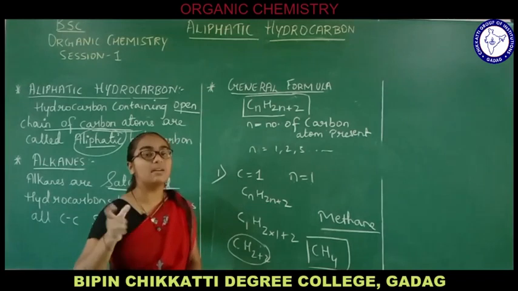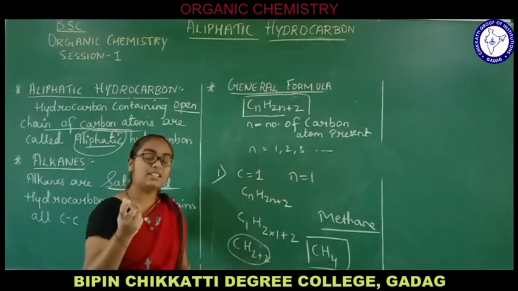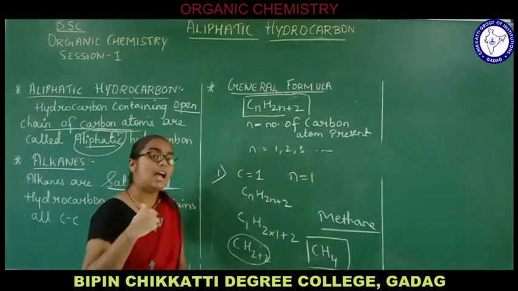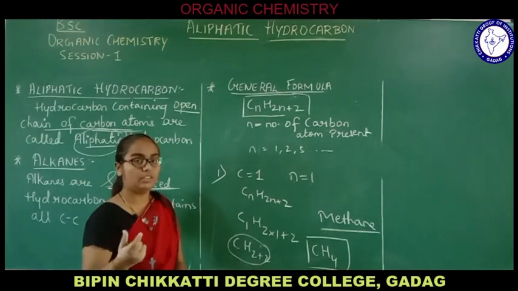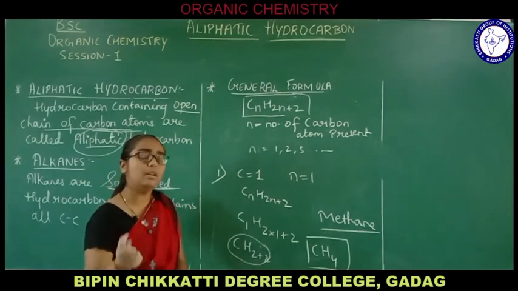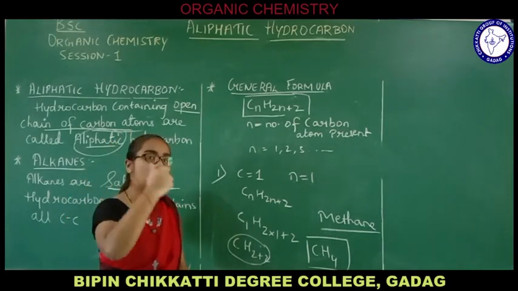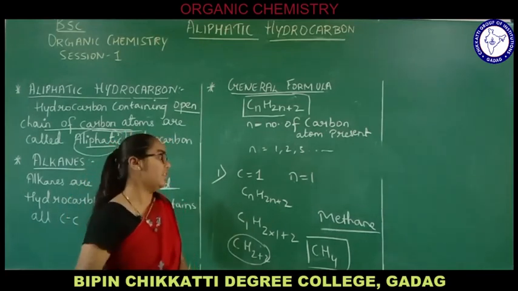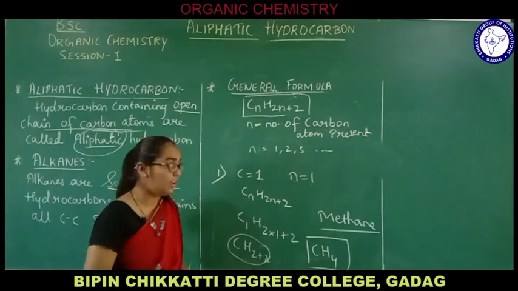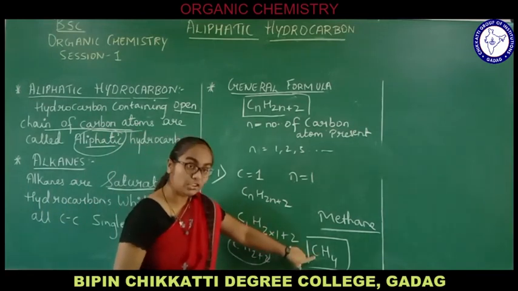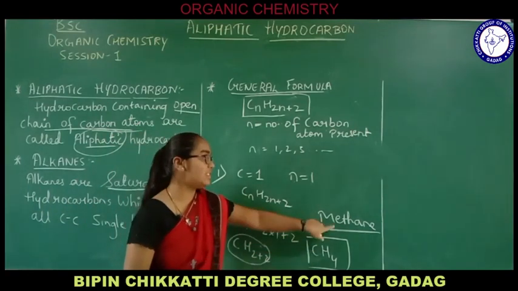Each and every compound will have two things: the molecular formula and the structural formula. Name, if I consider, will be the IUPAC name, which you are studying from your PU level itself. Now I am talking about the formula. So CH4 is a molecular formula and the name for it is methane.